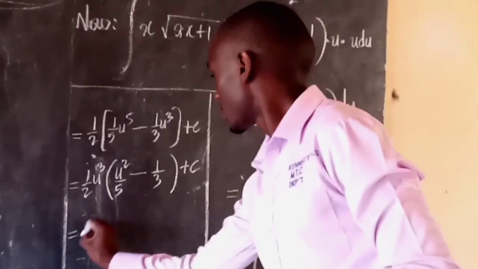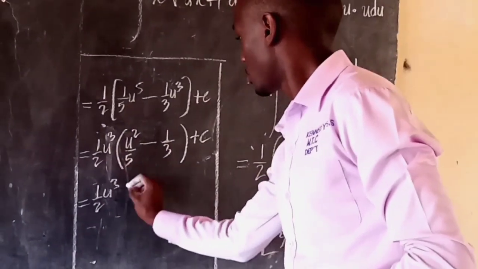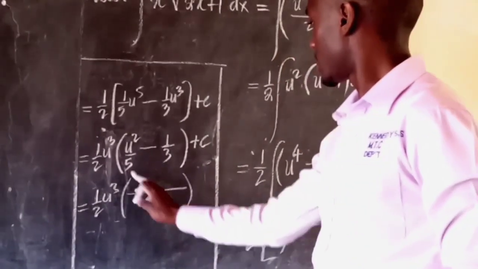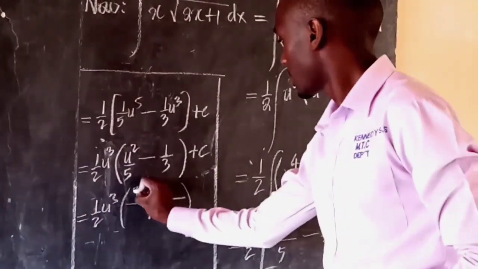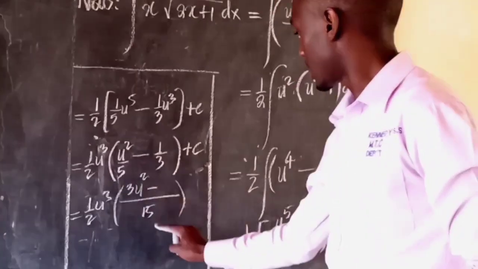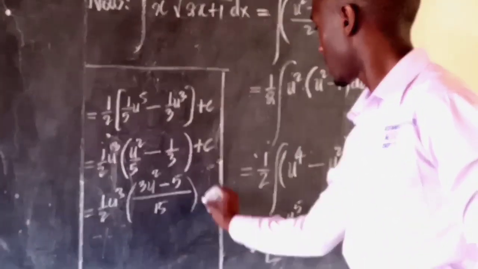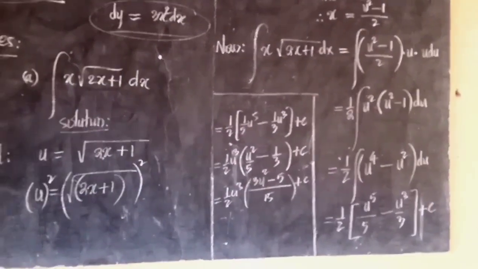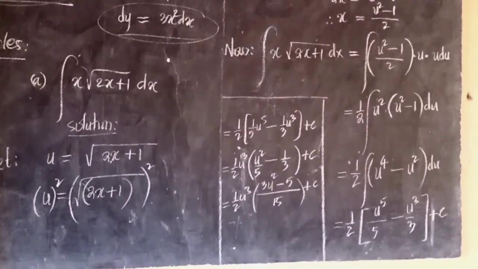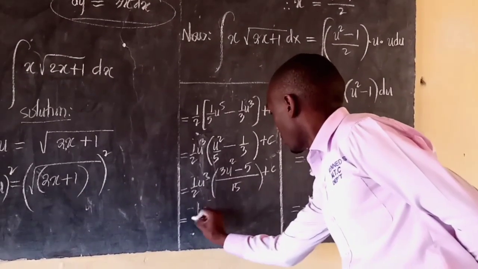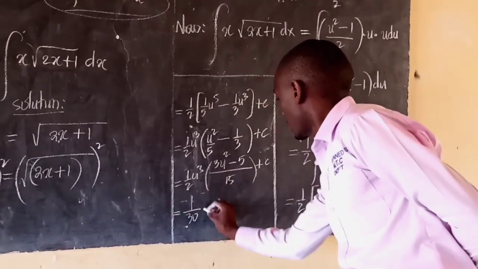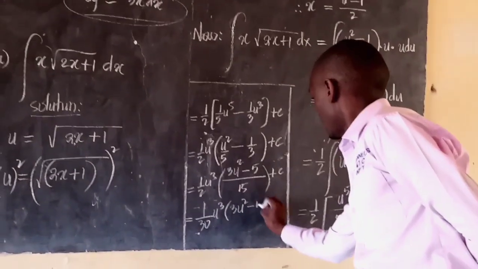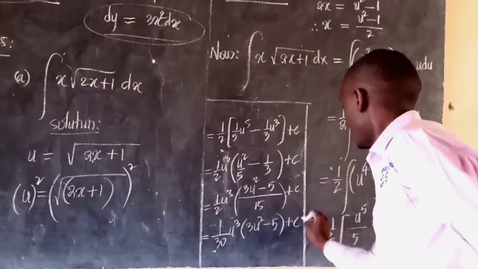And when you get the LCM, you have a half u cubed into your LCM, which is 15. 15 by 5, you get a 3. 3u squared minus 15 by 3, you get a 5. Remember, you're adding a constant c. That gives us 1 over 30 u cubed into (3u squared minus 5), plus c.